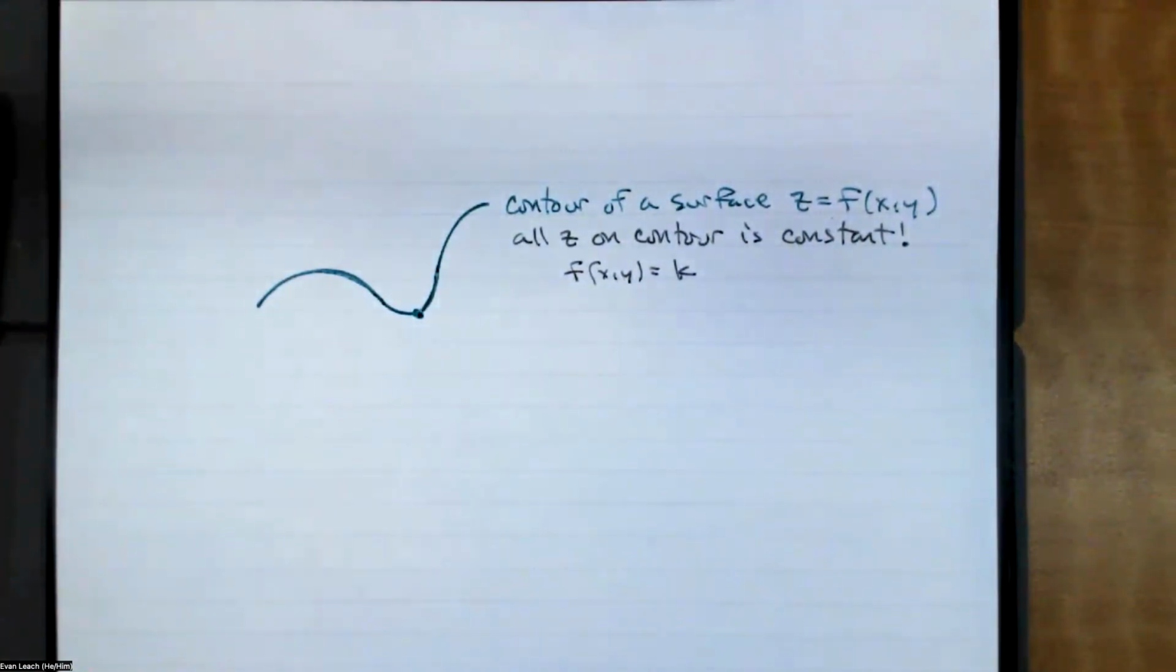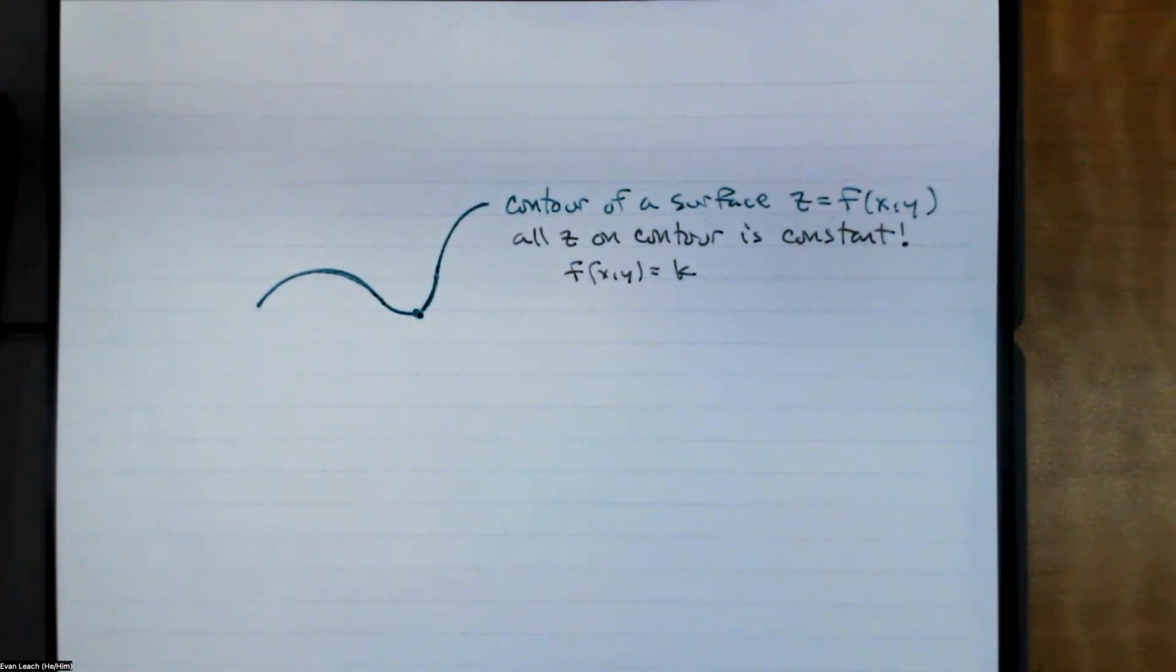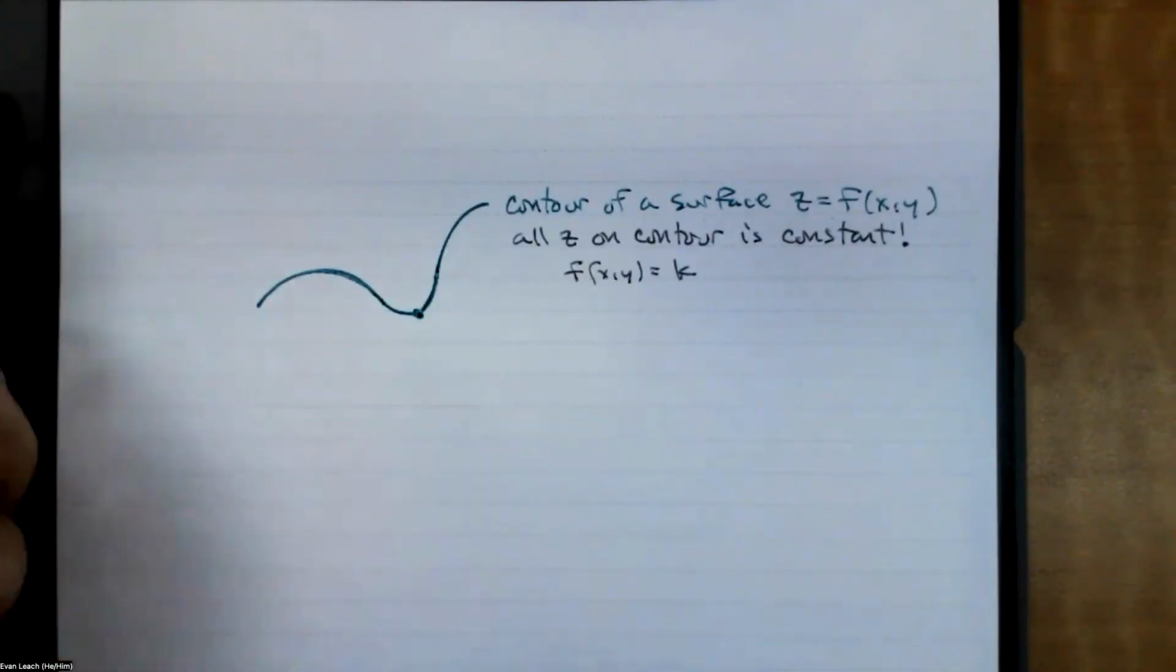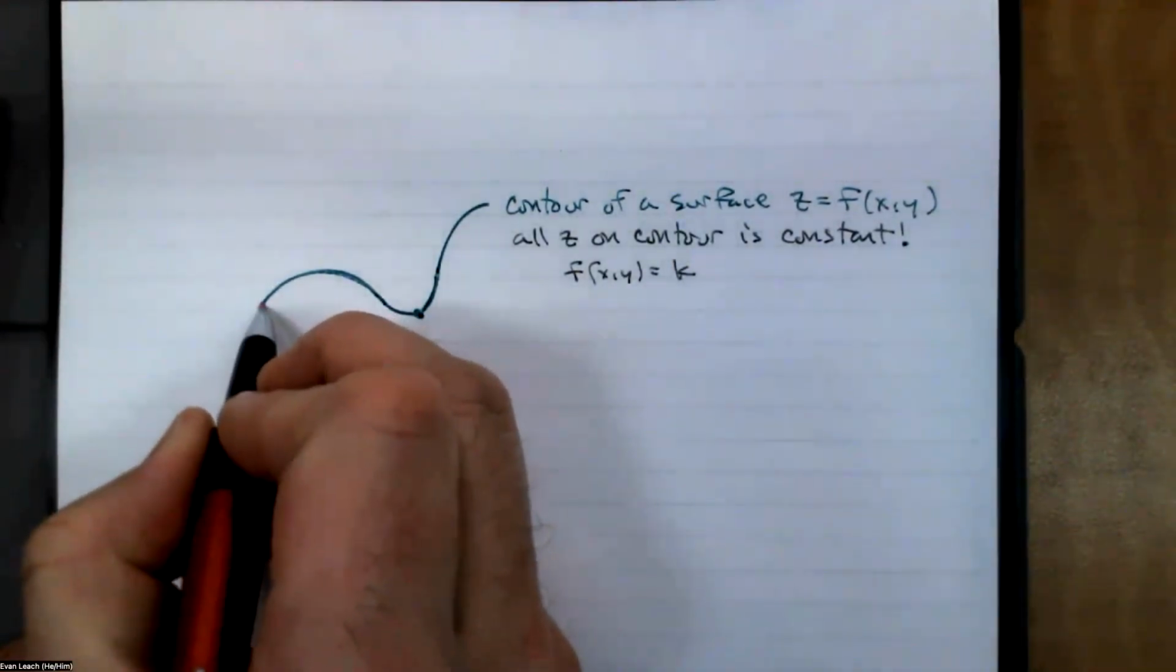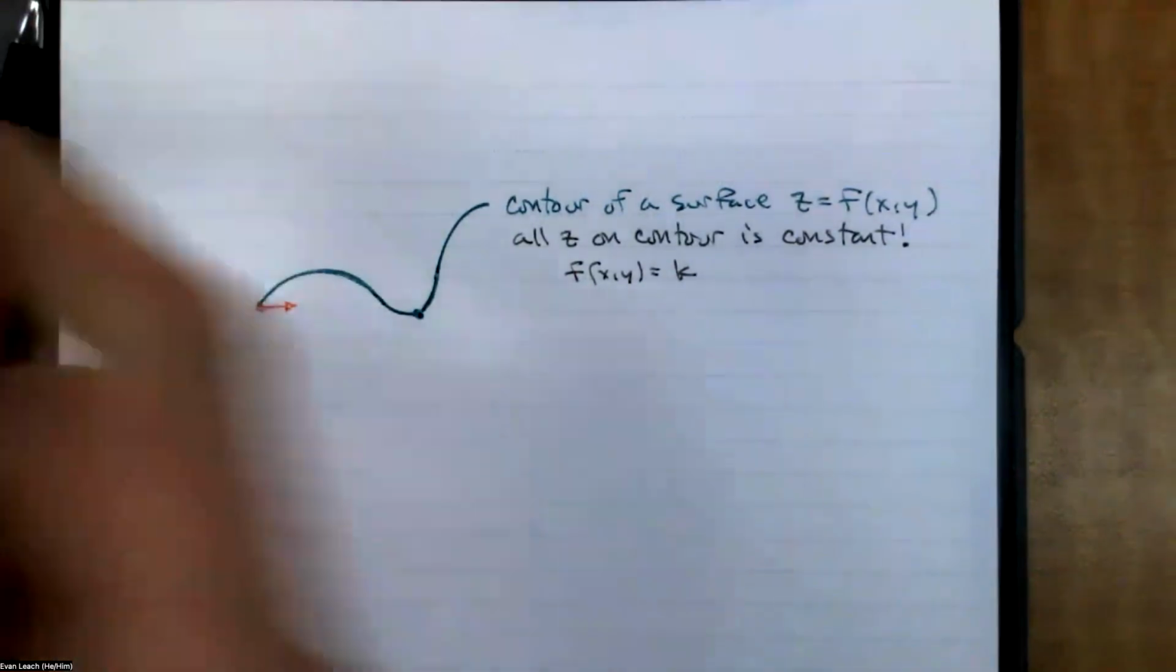So our function f at x, y is equal to some constant, k. I'll use the Morley constant. Now, at every point, we have a rate of change of z in the x direction, and we have a rate of change of z in the y direction. So at every point, we have a dz dx and a dz dy.